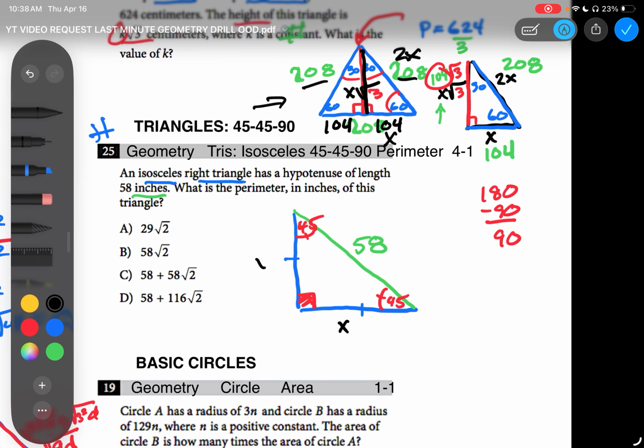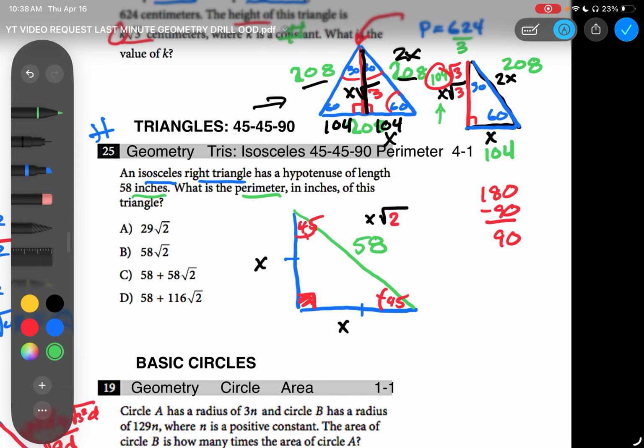That would be x, this would be x, and then this would have to be x radical what? Not 3. That's 30, 60, 90. Three different side measurements, three different angle measurements. Here we have two equal side measurements, which means we have two equal angle measurements, which means that would be x radical 2. All right, so what's going to be the perimeter of this triangle?